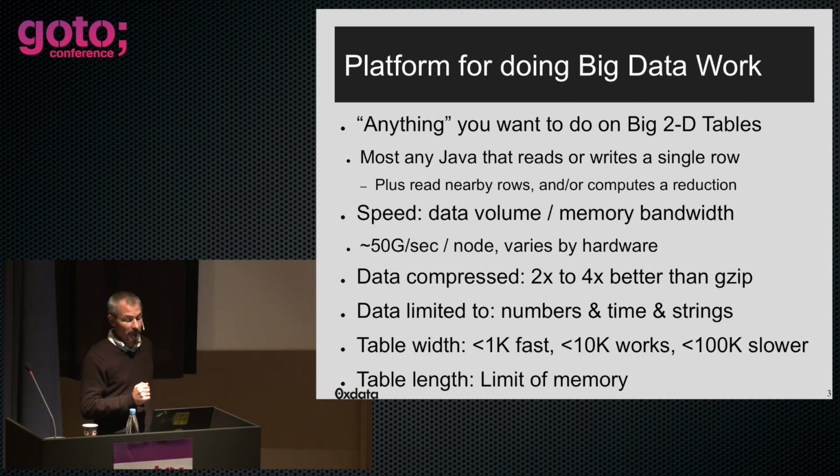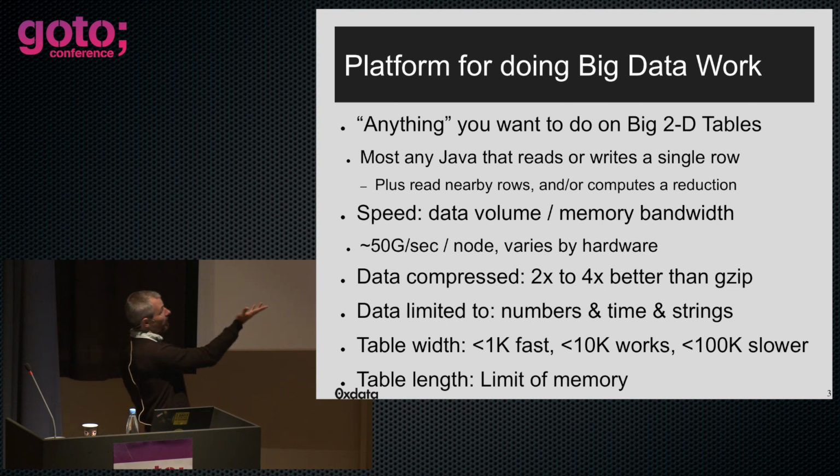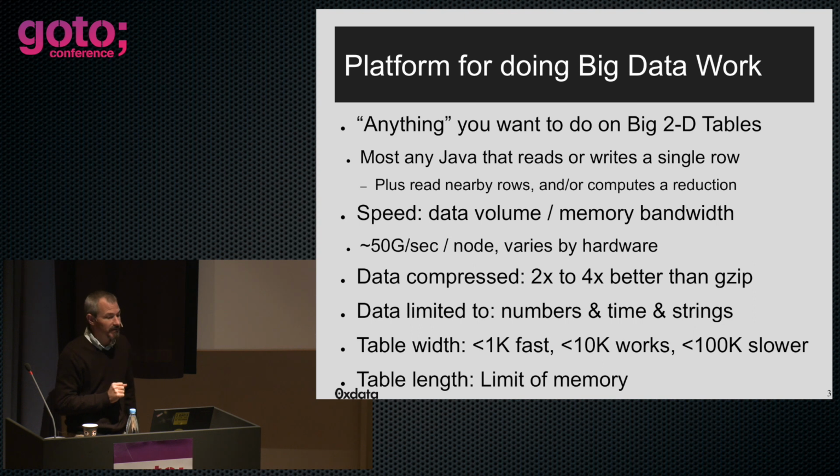That opens up the door to doing interesting things. I mentioned the data is compressed. I'll talk more about that later. It's typically much better compressed than what you get from gzip on disk, and that goes straight to the memory bandwidth and data volume trade-off for speed in the good direction. I'm doing math, so I'm limited to data that is math-like: numbers and times and simple strings.